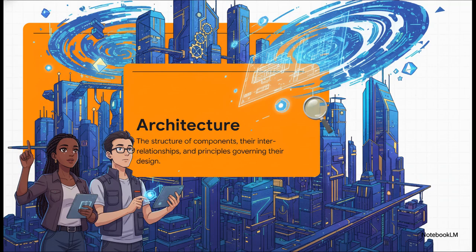Now, if the enterprise is the city, then architecture is our master blueprint. It's the structure of the components, their interrelationships, and the guidelines governing their design. Basically, it's the organized logic that stops our sprawling city from turning into complete, unmanageable chaos.